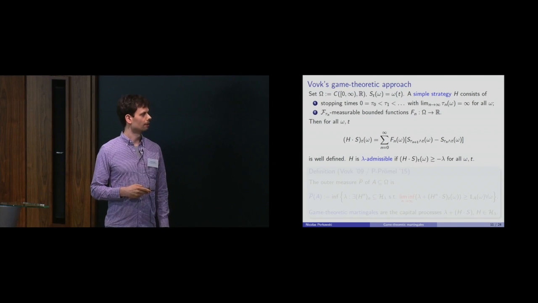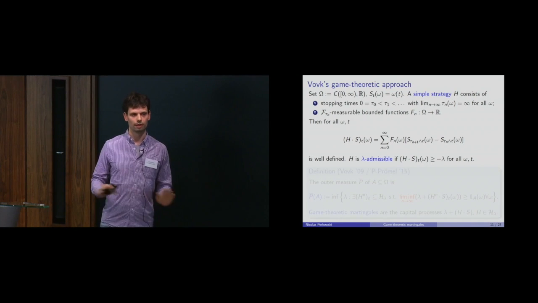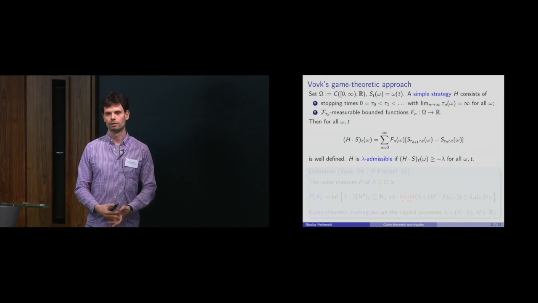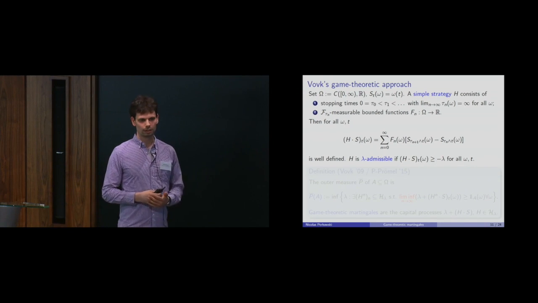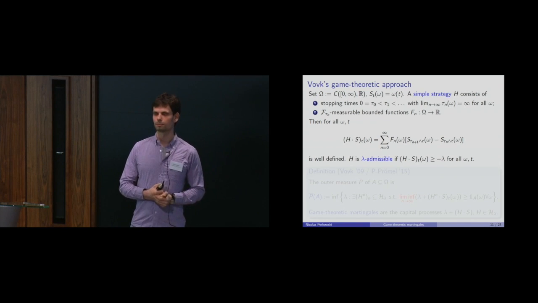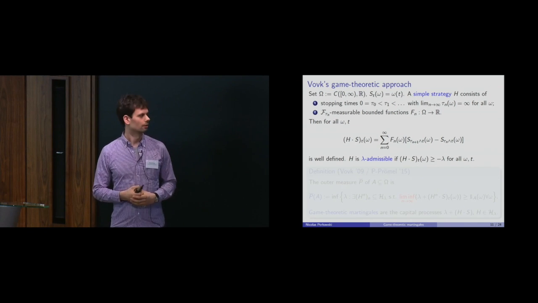And then we say a strategy is lambda admissible for some positive lambda if this value is bounded from below by minus lambda for all omega, for all t. So no matter what happens, no matter at which time, you never lose more than lambda. And of course, remember we have continuous paths, so we can make any strategy lambda admissible by simply stopping when we hit minus lambda. Okay, so there's nothing to it.